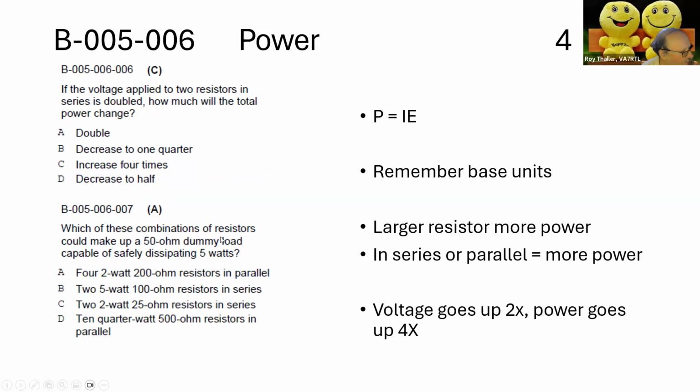Which of these combinations of resistors could make a 50 ohm dummy load that can safely dissipate 5 watts? So what you want to do is, first of all, calculate that you have 50 ohms, and then also make sure it can handle 5 watts. So A would be the correct answer. So you have four 200 ohm 2 watt resistors in parallel. So 200 divided by 4 gives you 50 ohms. And because you have 4 resistors of 2 watts each, it can handle 8 watts.